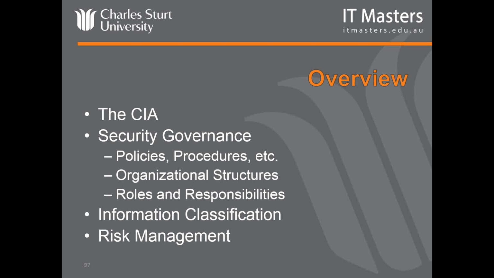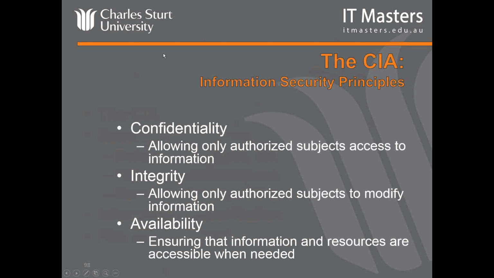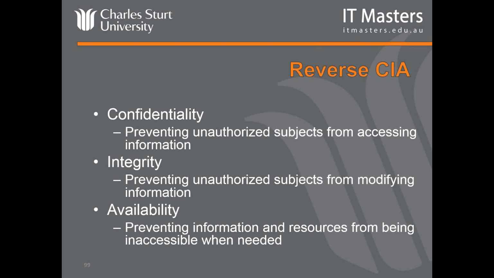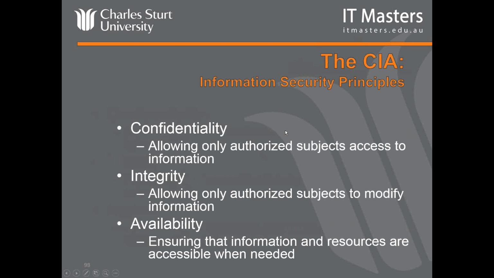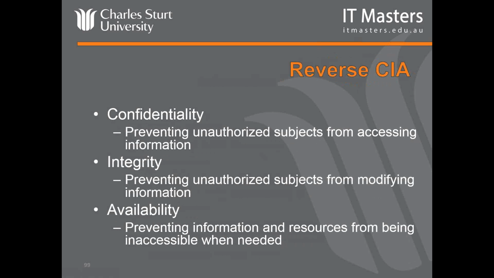We also need to think about policies, procedures, and all the other bits to get governance in our organization. We have the normal confidentiality, only authorized subjects access to information, integrity, only authorized subjects modify information, and availability, ensuring that resources are there when we need it. But I will say we should be mainly thinking about reverse CIA and starting also thinking about it in a different way. Not just the normal aspects that we think, but also a little bit out of the box. Availability, preventing information and resources from being inaccessible when needed. Integrity, preventing unauthorized subjects from modifying information. And confidentiality, preventing unauthorized access. So allow and prevent and do it in the right way.